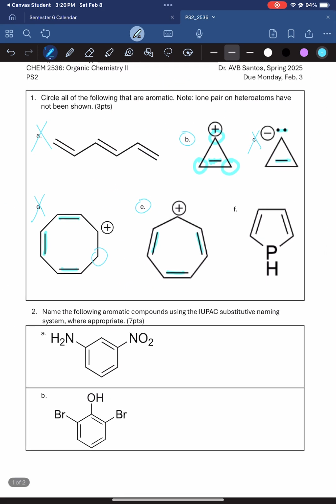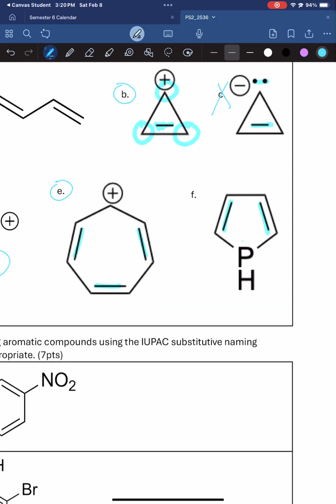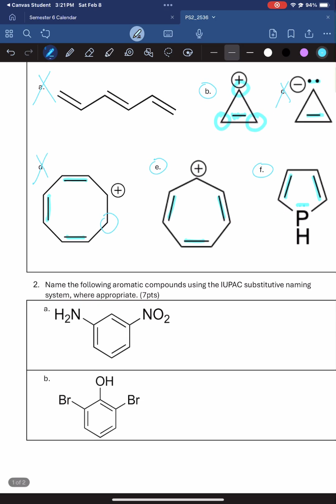And let's look at answer choice F. We have a cyclic structure here. We have one pair of electrons here, another pair of electrons, which is 2 pairs. So we might think that it is anti-aromatic, but in this case, there is a pair of lone pairs here that are not shown, which will make 3. So this will be aromatic. Awesome. Let's go with question number 2.